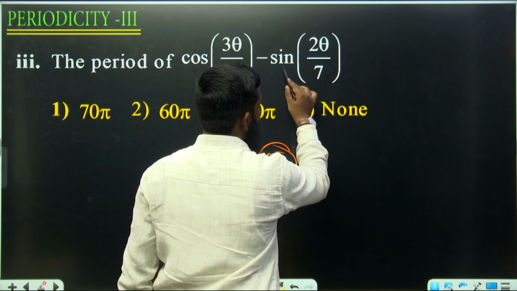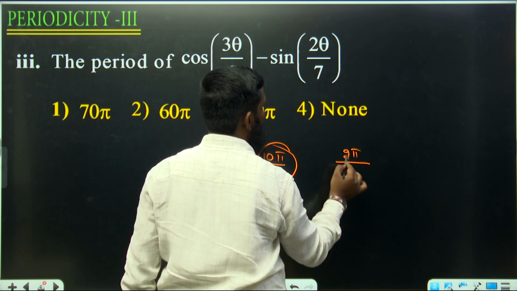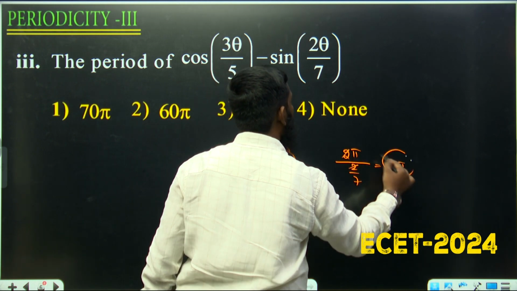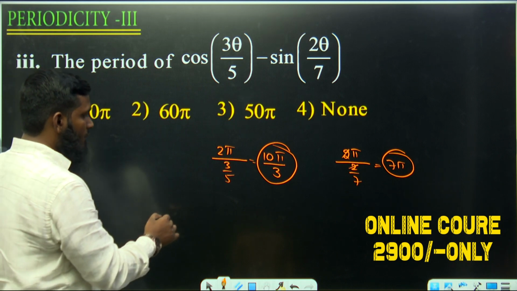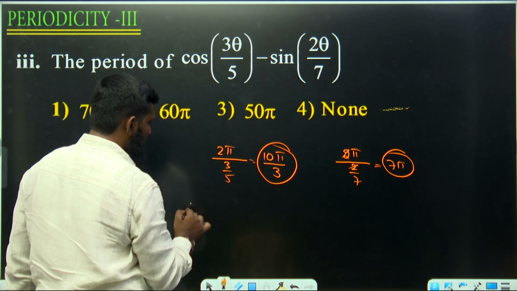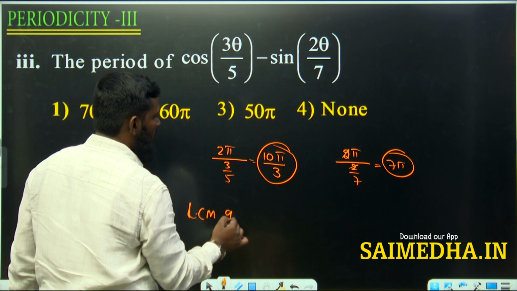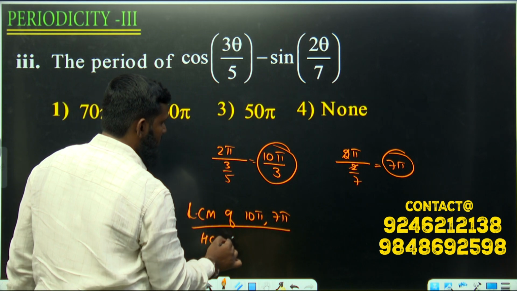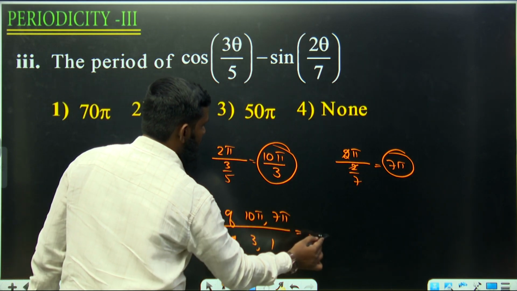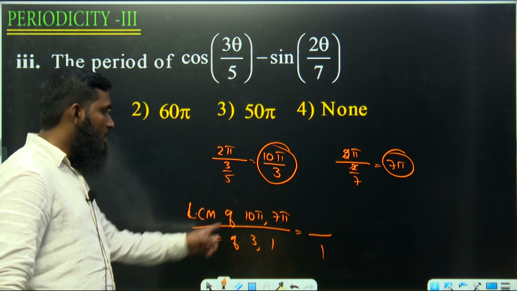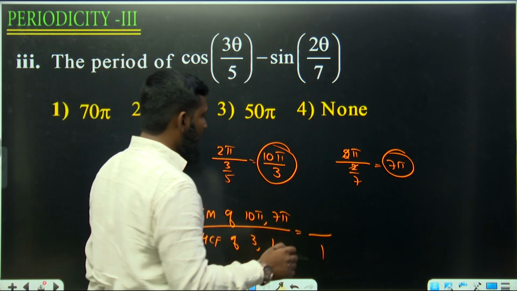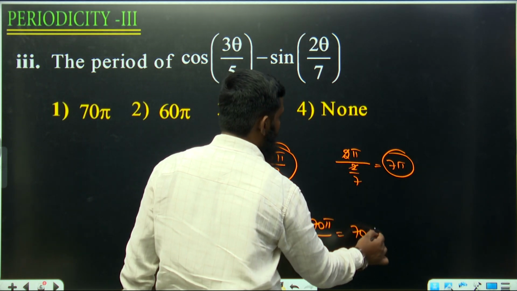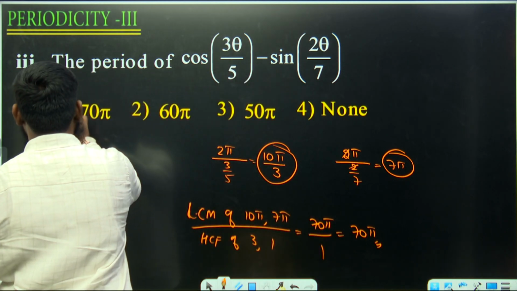Now what is the T value for the sine function? 2 pi divided by 2 by 7, 2 gets cancelled, 7 goes to the numerator, 7 pi. Okay. Now we are getting different answers. So we go for the LCM of 10 pi and 7 pi, and the HCF of 3 and 1. The HCF of 3 and 1 will be 1 only. What is the LCM of 10 and 7? The LCM of 10 and 7 will be 70. So we write this as 70 pi by 1, which is 70 pi. Okay. 70 pi means let us go with the first option.